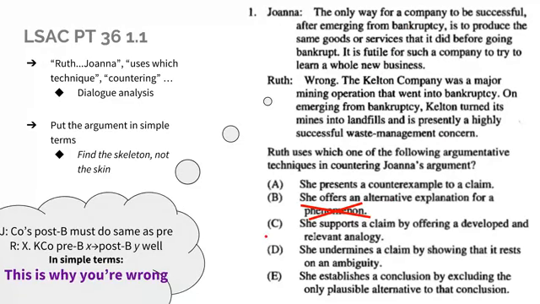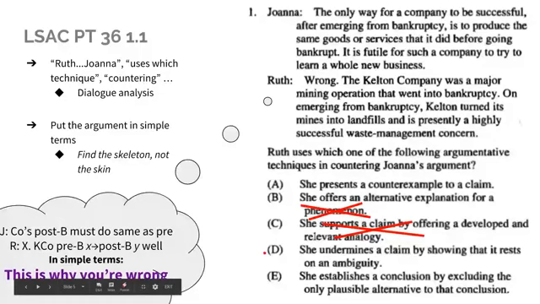C: She supports a claim by offering a developed and relevant analogy. No, we know that the first thing she said was wrong. She's not supporting any claim, and she's not making any analogy either. She's giving a specific example. So we can cross off both of those things.